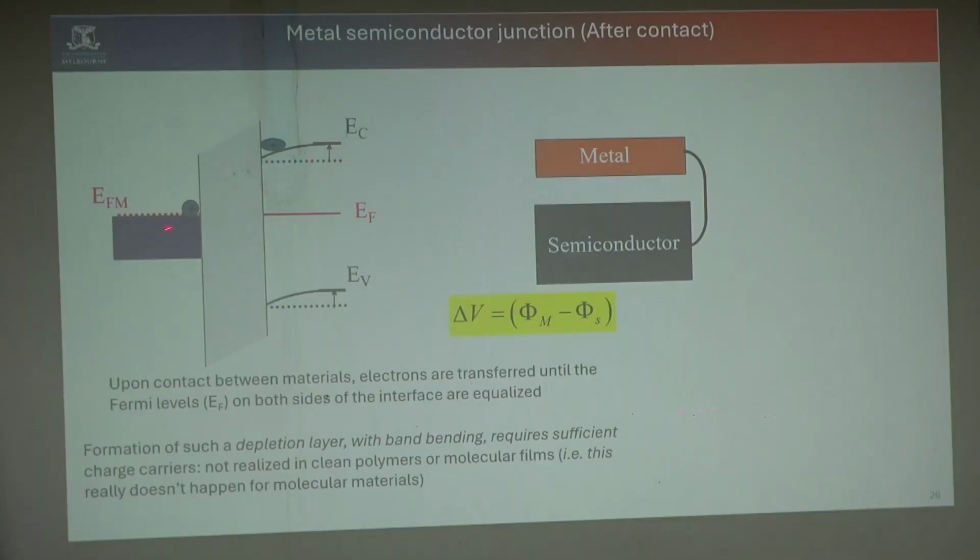Because of this band bending, the electron is moved from here to here. So there is a built-in charge formed. The difference between this voltage is phi m and phi m. And this type of depletion layer will cause the band bending. It will make the charge transport easier actually. For a metal and semiconductor junction, it will make the conduction process easier.